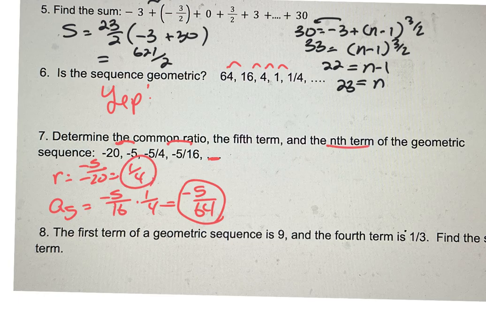And then again, they're saying find the nth term. When they say find the nth term, they want the formula. Now the formula for geometric looks like this. Remember, when it says nth term, leave the n's in. The first term is -20. R is 1/4 to the n minus 1 power. And there's that. That's not too bad. 6 and 7, even though they're geometric, they're really not bad. Make sure you get those.